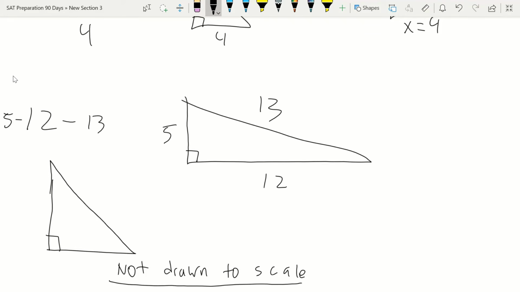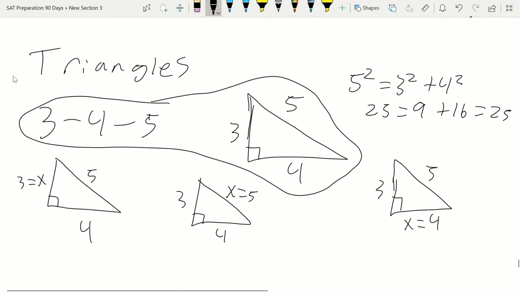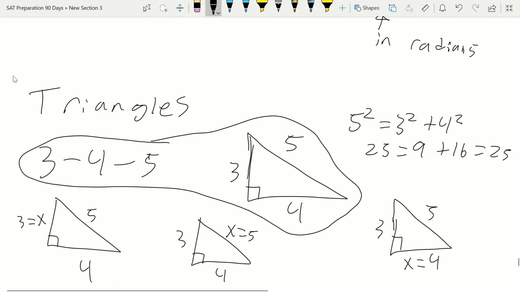So it could still look something like this. Oops, that's a 31. It could still look something like this when it shows up. And it could still be a 5, 12, 13 triangle as long as the numbers are there, right? Because it doesn't have to be drawn to scale. So if you saw 13, 12, you should know x here is going to equal 5. So those are just two types of triangles you should know for the SAT math section to save you time.